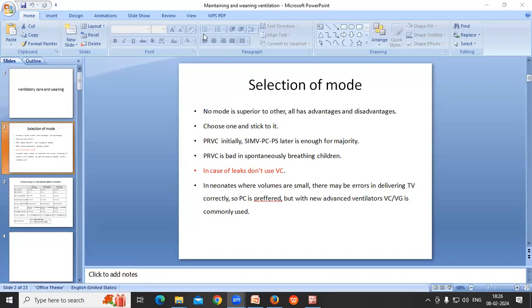So there's no difference in anything. Whatever mode you want to choose, you can choose according to your choice. Whether it is pressure control or volume control, it's not going to make a difference, but you should know the advantages and disadvantages.